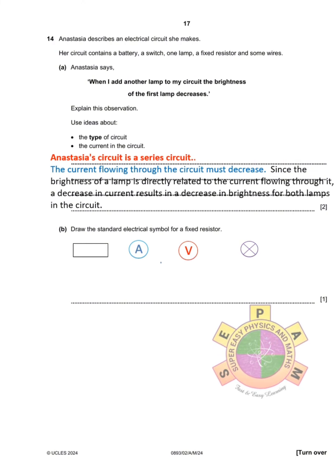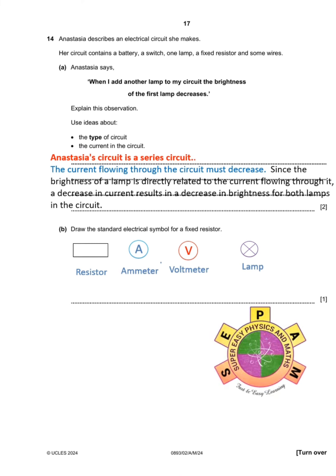So the first one, I don't know if your guess is correct. So we have a resistor, ammeter, voltmeter, and finally you have, yes, what is your guess? This is the lamp. I hope you got it. All right, let's continue. Okay, question 15.